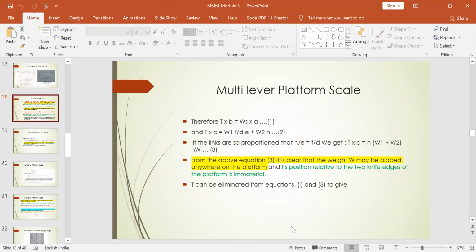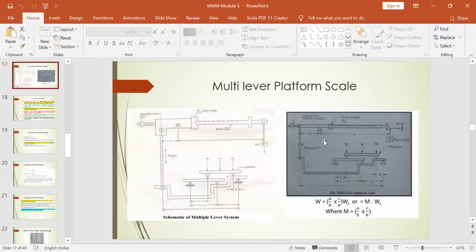Okay, so what is A over here? You have the constraint which has been located from the knife edge to that of the pan weights. So this will be the value of A.